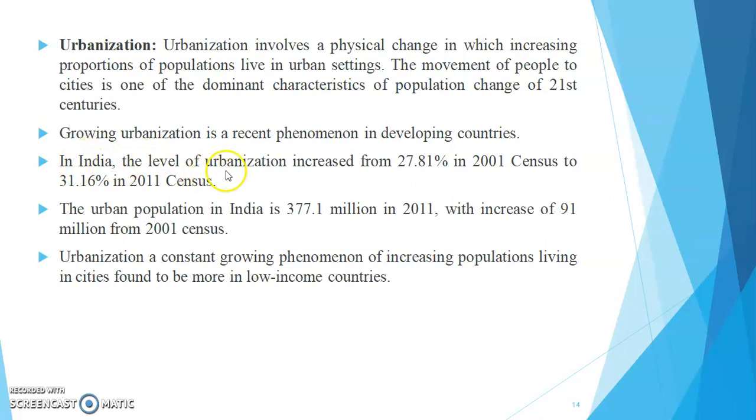In India, the level of urbanization increased from 27.81% in the 2001 census to 31.16% in the 2011 census. The urban population in India is 377.1 million in 2011, an increase of 91 million from the 2001 census. Urbanization, a constantly growing phenomenon of increasing population living in cities, is found to be more in low income countries.